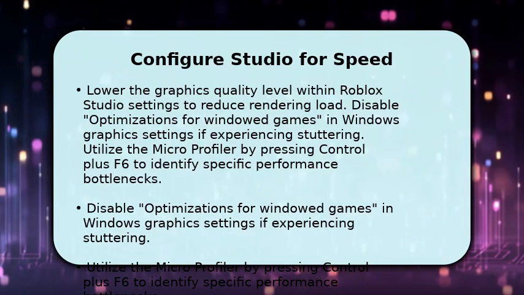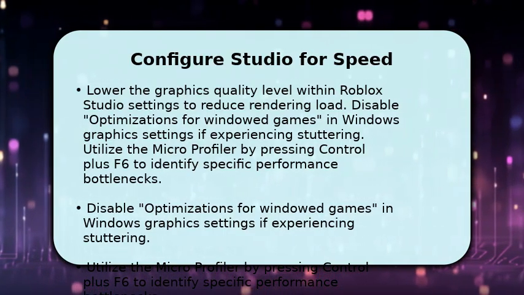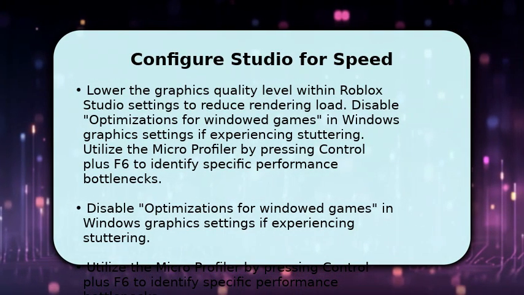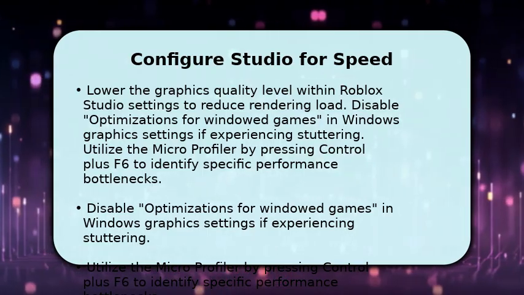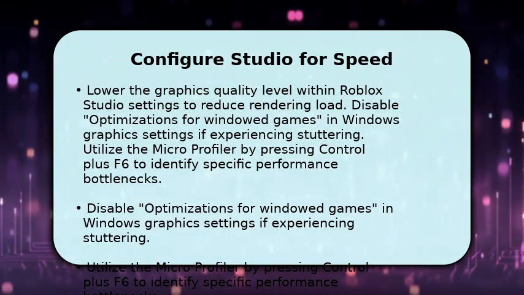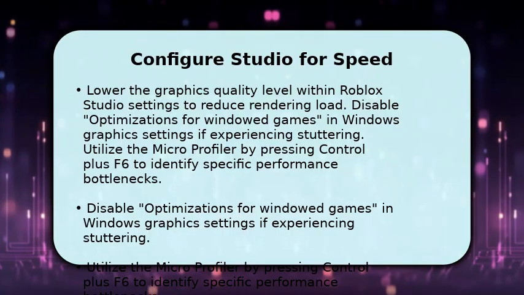For deeper insights, use the micro profiler by pressing Ctrl plus F6. It helps pinpoint exactly what's slowing your game down, showing spikes or red bars during gameplay.